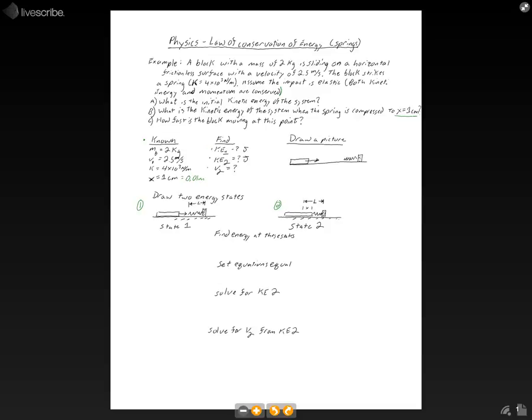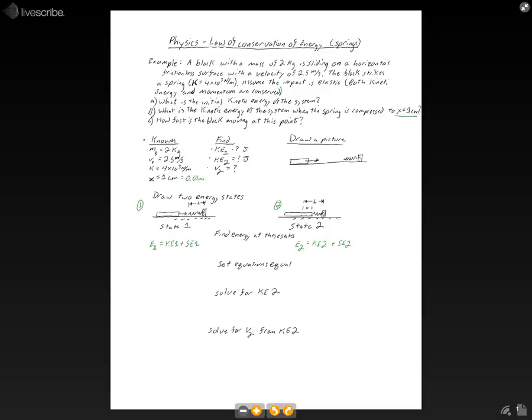So we know kinetic energy. Well, actually, let's go ahead and do total energy. The total energy at state 1, which we're going to call E sub 1, is equal to KE1 plus SE1. KE1 is the kinetic energy at state 1, and SE1 is the spring energy at state 1. And for the second state, the energy at state 2 is equal to the kinetic energy at state 2 plus the spring energy at state 2.